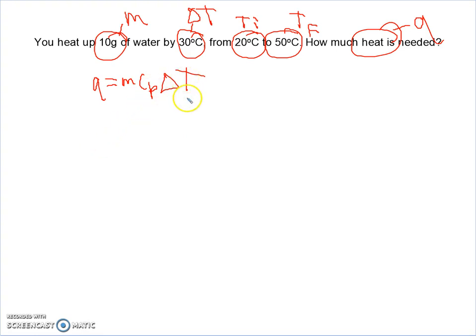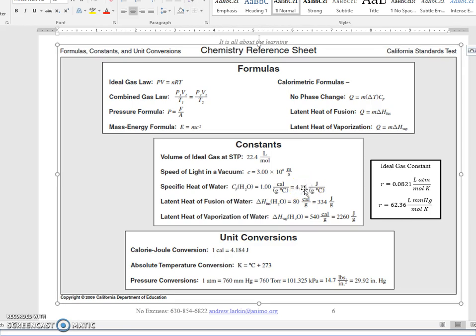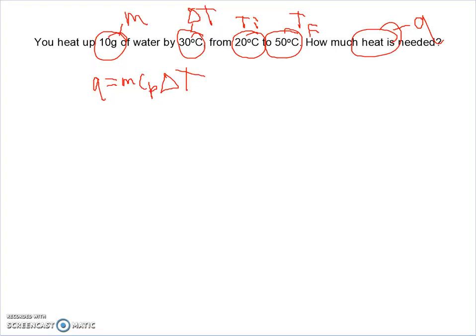All right. We don't have Cp, at least given here, but we do know that from our equation sheet, Cp is actually the specific heat of water. It gives it to us right here, 4.18 joules per gram Celsius. So let me just write that down somewhere. Cp equals 4.18 joules per gram degrees C.